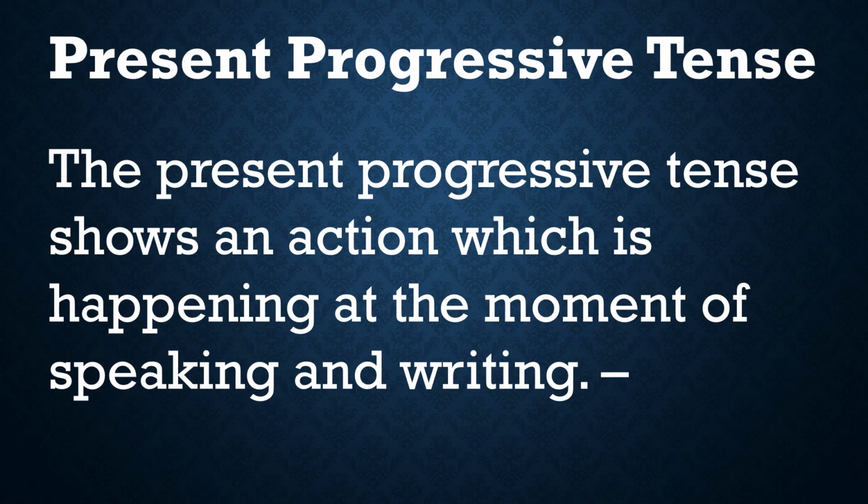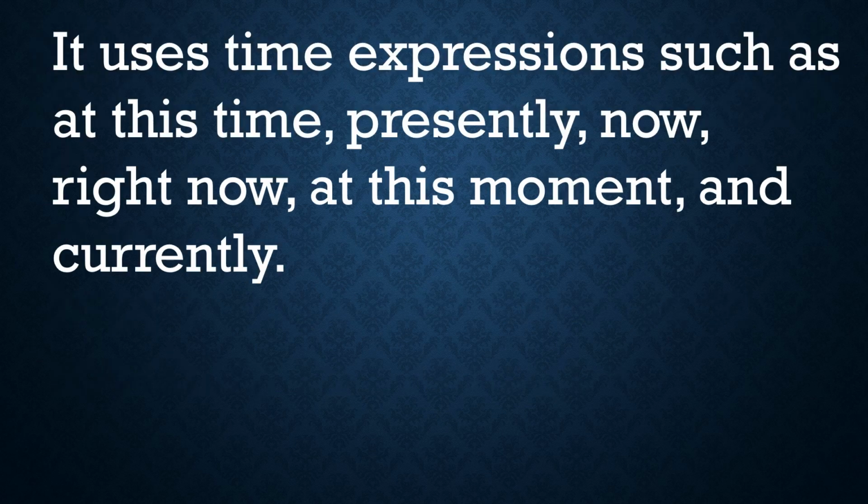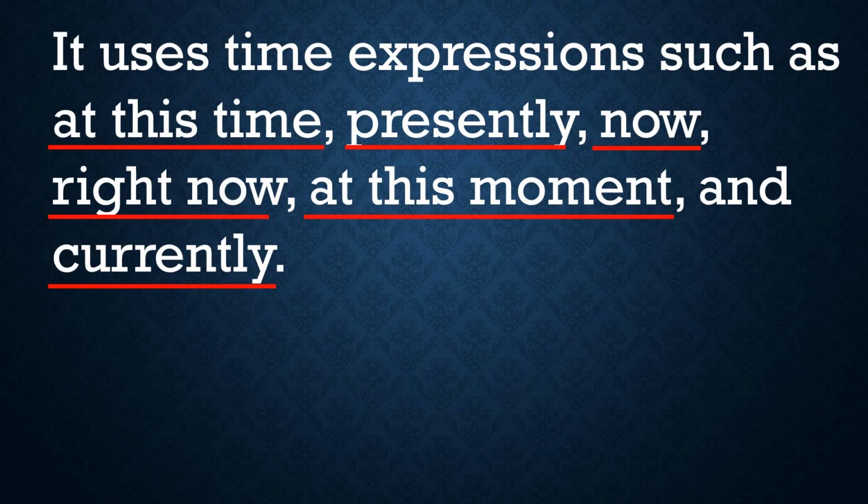Now, let's discuss first what is present progressive tense. Present progressive tense shows an action which is happening at the moment of speaking or writing, meaning it's really happening right now. So it uses time expressions such as at this time, presently, now, right now, at this moment, and currently.